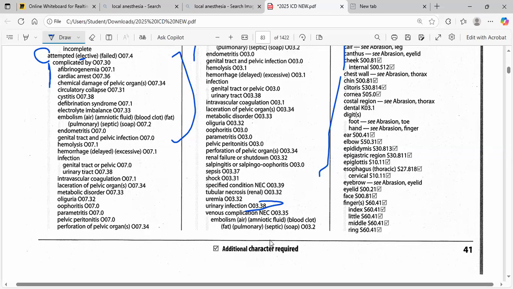Any questions? Be clear that we should not use a code from series O07 here, because it's an incomplete abortion and it's a spontaneous abortion. We need to use a code from series O07 when it is an elective abortion. So the patient had a spontaneous abortion, so we are not going to use a code from this series.